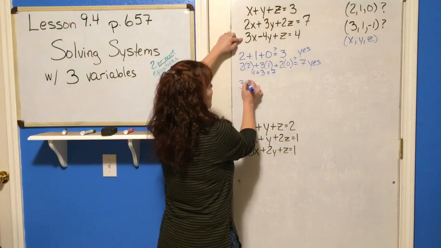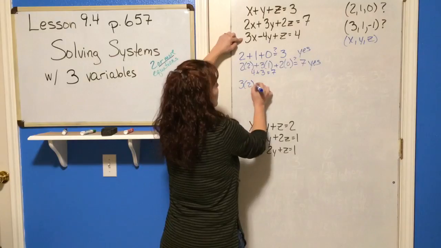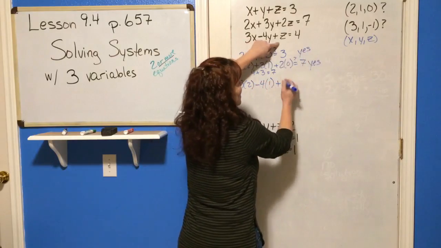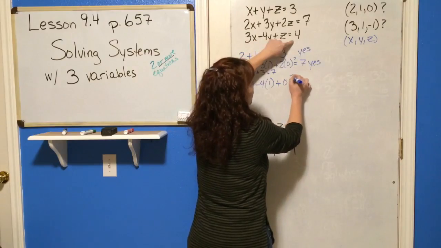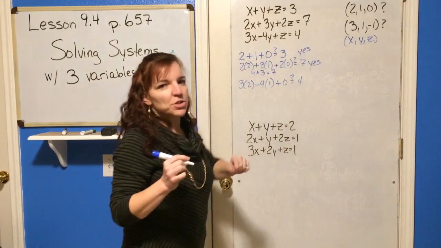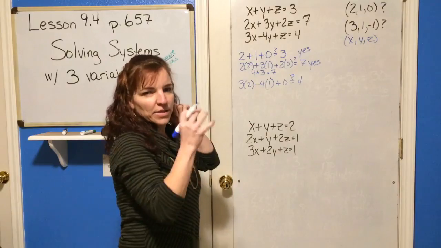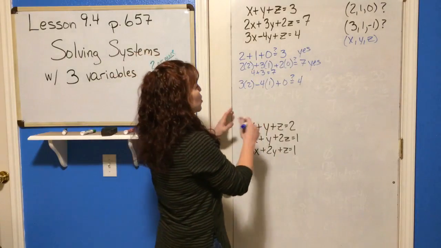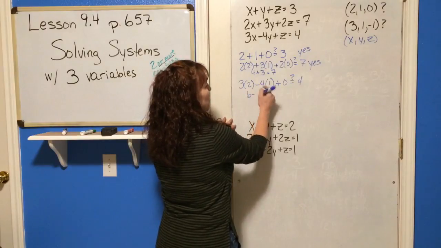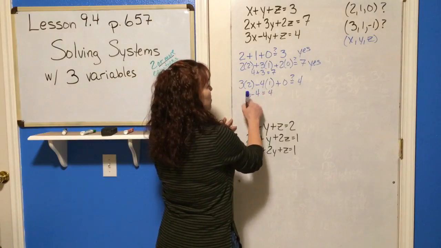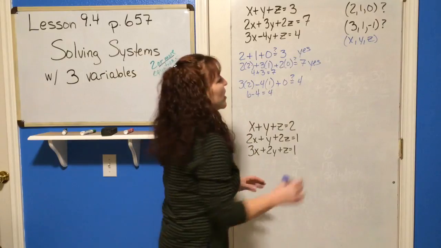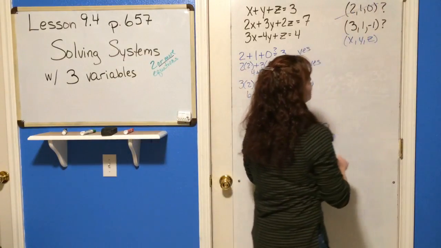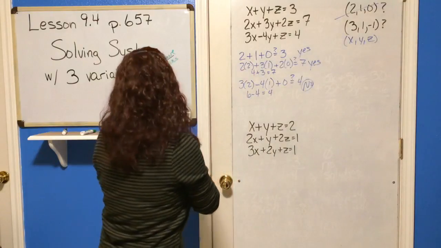So now 3 times x is 2, minus 4 times y is 1, plus z is 0. And does that equal 4? Am I going too fast, or are you getting it? It's the same thing as when we did 2 of them. We just have 3 numbers to deal with. So now 2 times 3 is 6, minus 4, does that equal 4? Oh, 6 minus 4 is 2, not 4. So this is not a solution. So let's go to the other one.